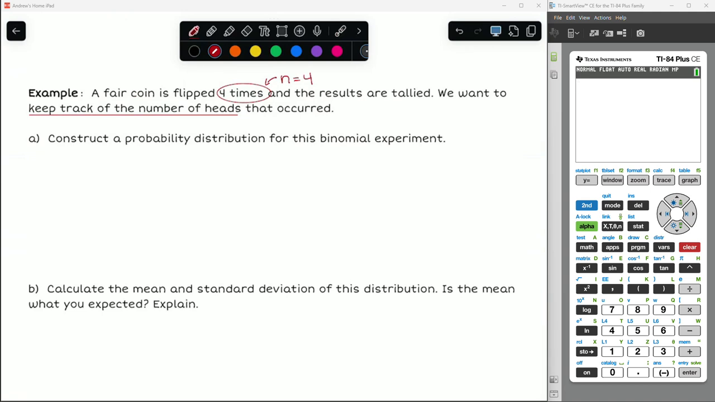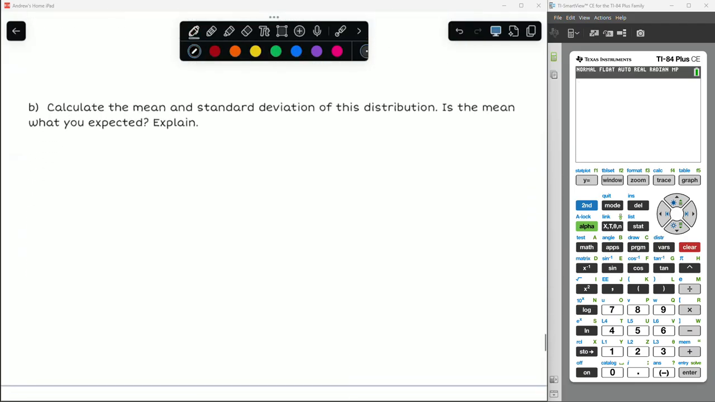I also know that when I flip a coin, there's only 2 sides, and if that coin is fair, the probability of getting heads is 50%, or 0.5. That also means the probability of failure is 0.5. Those 3 pieces of information are enough for me to skip to step B without having to build my table. So let's do the calculations first, and then we'll come back and answer that second question after we build the table.